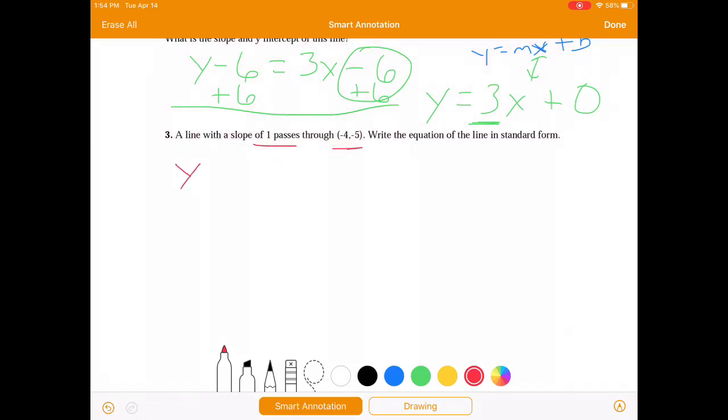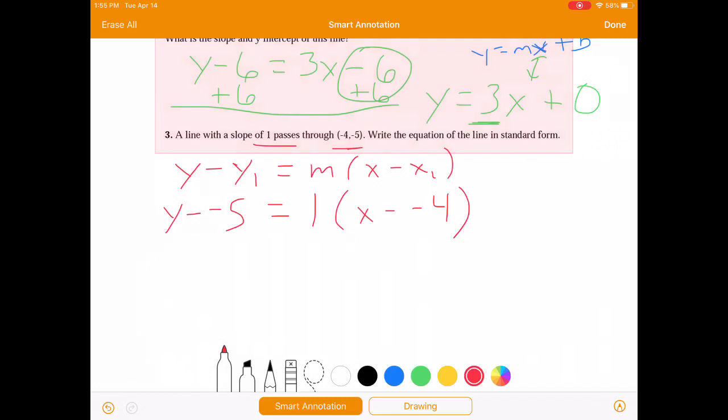form, which is y minus y1, which in this case is negative 5, equals m times x minus x1. So our m is the slope, so we can put 1 outside the parentheses. And x1 is negative 4, so x minus negative 4. Subtracting a negative turns into y plus 5 equals 1 times (x plus 4). I'm going to go ahead and distribute that 1. We can just remove the parentheses because 1 times anything is itself. So this turns into x plus 4.